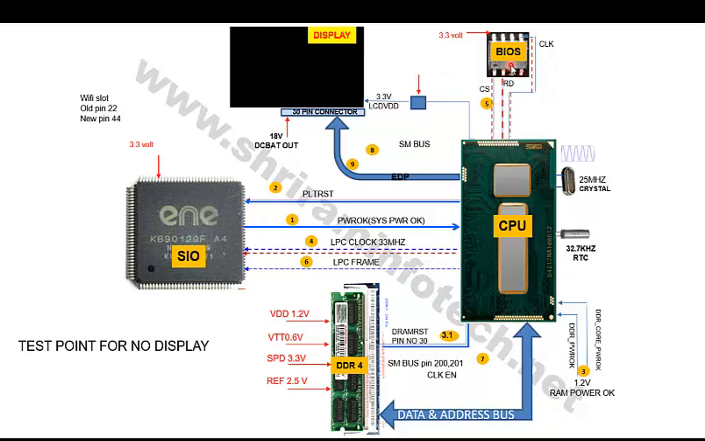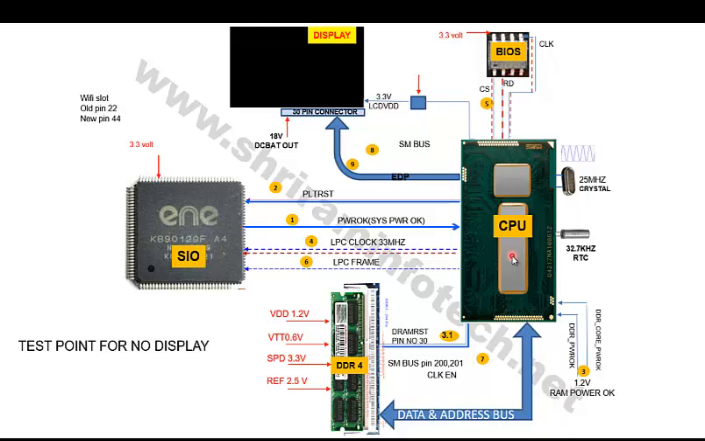After the CPU reads the BIOS, the next step is the LPC bus. There is one bus called the LPC bus. LPC stands for low pin count. The low pin count is a bus to communicate between the SIO and the PCH. But here there is no PCH. That means the PCH is built into the CPU. So you will get this LPC bus from the SIO to the CPU.